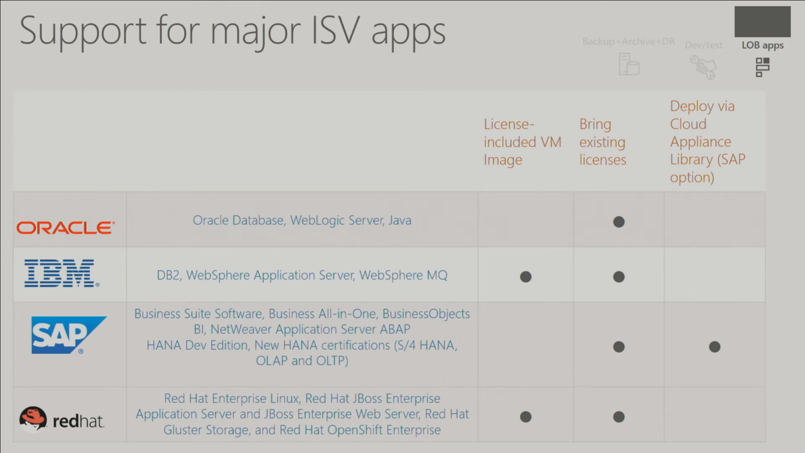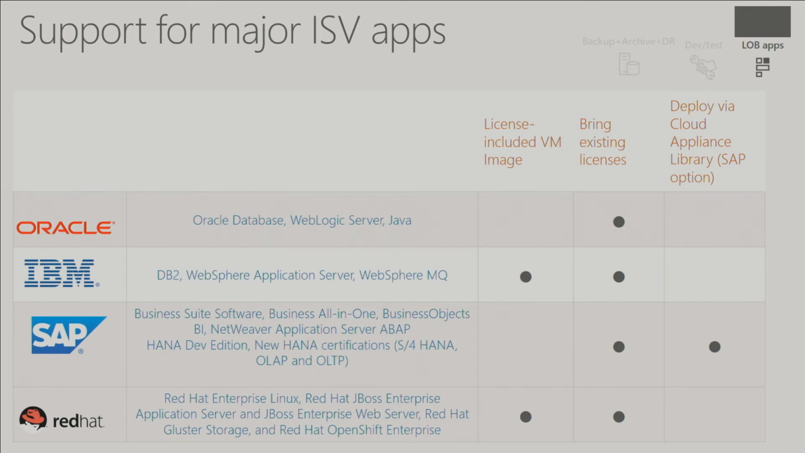So if you want to do a proof of concept, you really don't want to go and buy an annual license or a longer term license. You can just buy a license image, and then you just pay for what you use, right? The VM resources and the license on a per-use basis. We also, for SAP, have a deployment through the library option available.